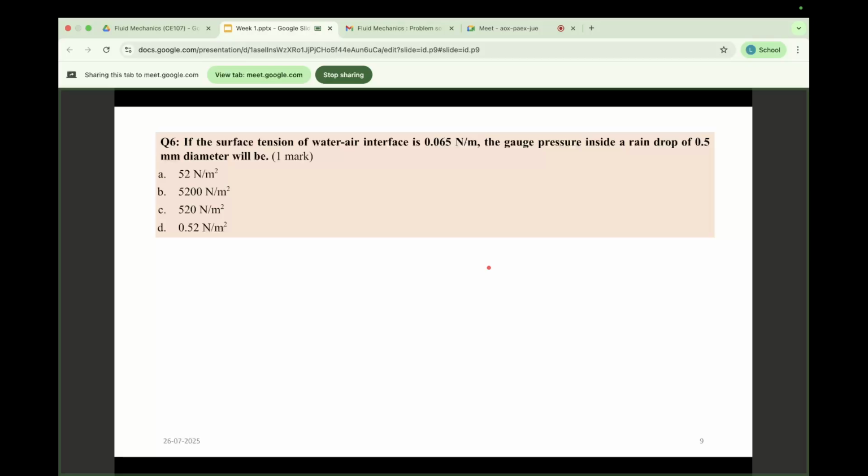Next is also a numerical question, based on surface tension. It is given that the surface tension of a water-air interface is 0.05 Newton per meter. The gauge pressure inside a raindrop of 0.5 millimeter diameter will be what? I think this concept of surface tension has been discussed in the class, and using force balance you can easily answer this question.